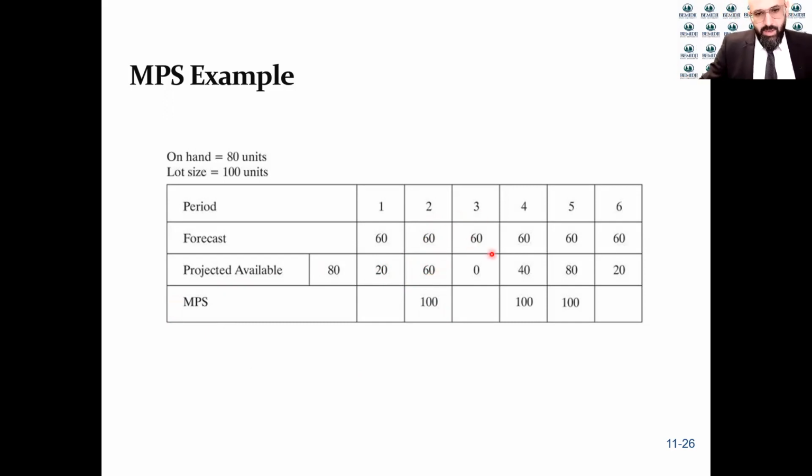Now for period 3, we have 60 units available, 60 units forecast needed, and we have 60 available as well. So that would leave you with 0 available inventory. Now for period 4, we forecasted 60 as a demand. We don't have that 60. So what we have to do is issue an MPS of 100 units. We send the 60 to the customer. That would leave you with 40, which is not enough to satisfy the demand for period 5. So you have to issue an MPS of 100.